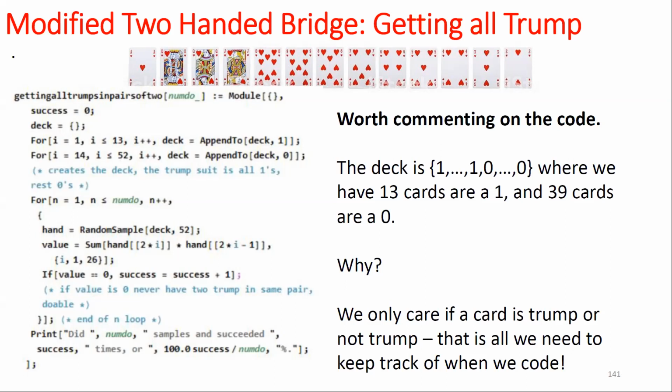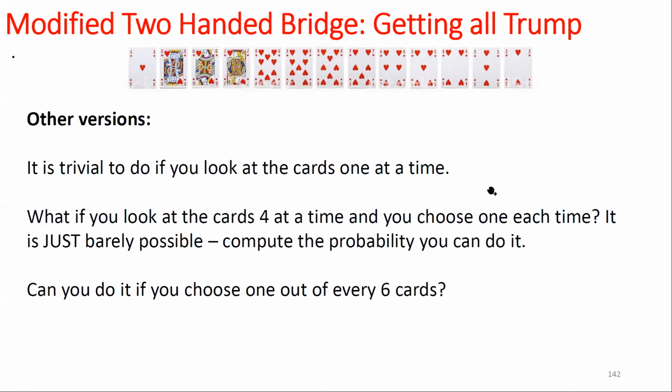Now, if I was looking at other bridge problems, I would need to know other things about the cards. What suit are they? What value are they? But when you're doing problems, you have this choice you need to make. Do you write a more general program, which you can then use for other things in the future? Or do you have a problem and you say, well, I only care about solving this. I'm going to write a code that's tailored just to this. All right. So there's other versions of this game you can do. What if you look at the cards 4 at a time and you choose 1 each time?